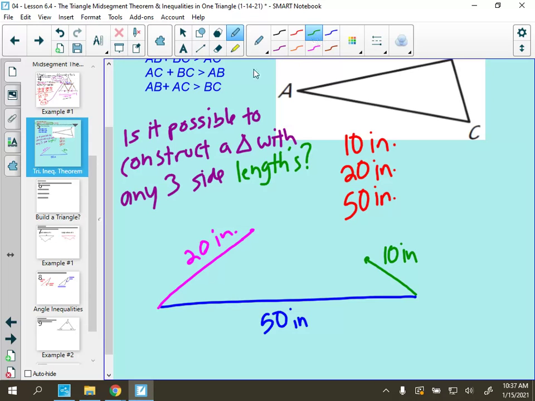And what do we run into? What's the problem? Picture this pink 20-inch segment. I can't move this. It's got to attach there, and that one's got to attach there. What's going to happen? Well, the problem is this 20 is just going to lay down flat right here. The 10 is going to lay down flat about right here, and we're going to have how big of a gap? A 20-inch gap that we're not able to reach. So, to answer this question, is it possible to construct a triangle with any three side lengths? Well, I hope that's a resounding no. We're not able to.